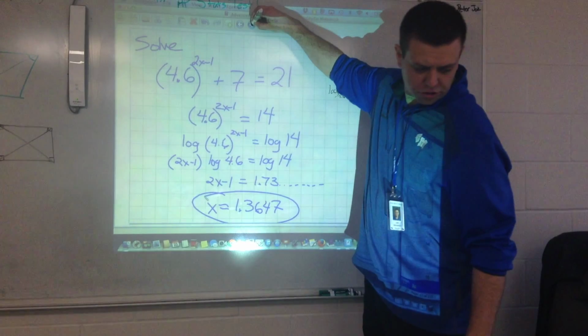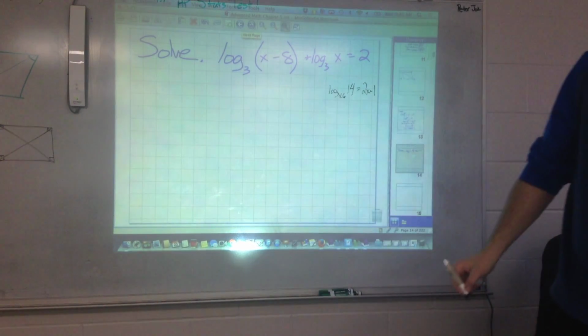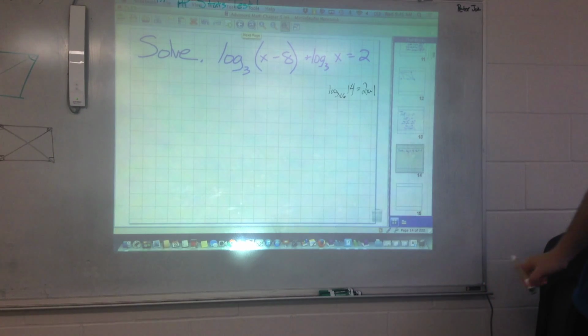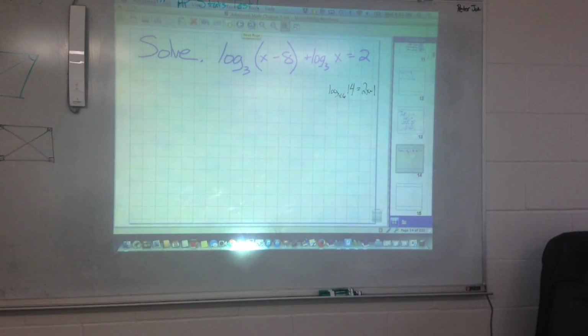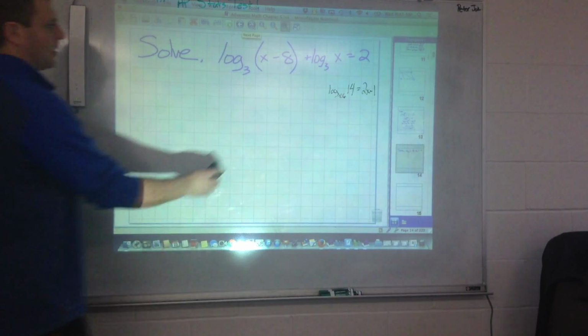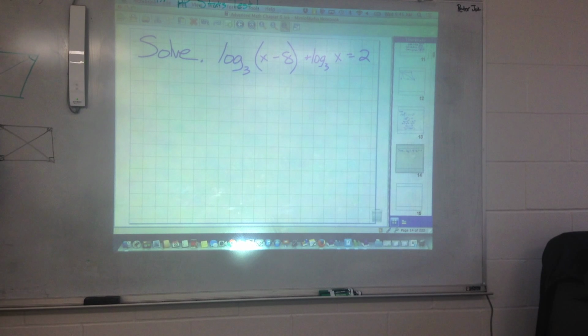Alright. I got another solving problem, just no relationship to anything, just a random equation here that we're going to solve. It's a logarithmic equation. So the previous one was an exponential equation, and this is a logarithmic equation. Log to the base 3 of x minus 8 plus log to the base 3 of x is equal to 2. Solve for x.